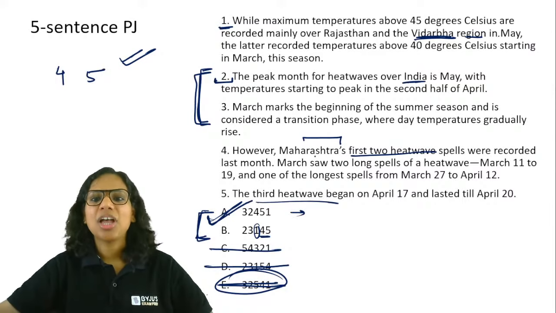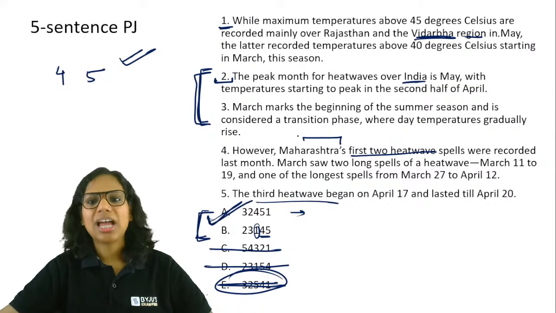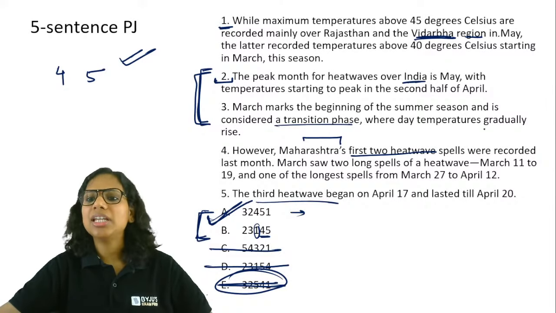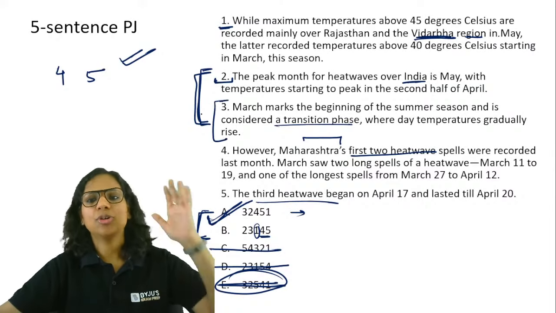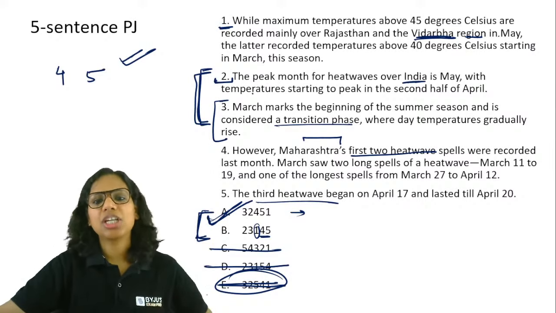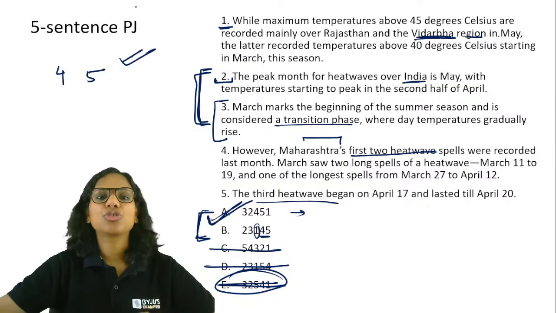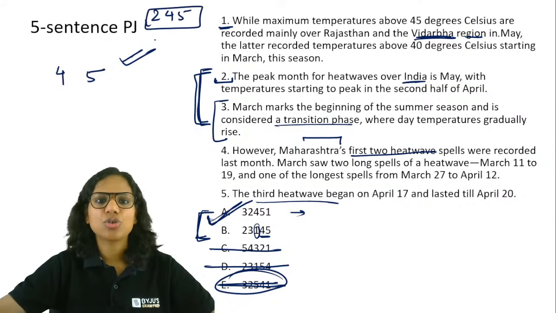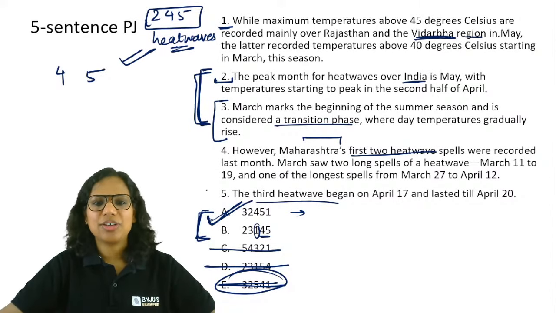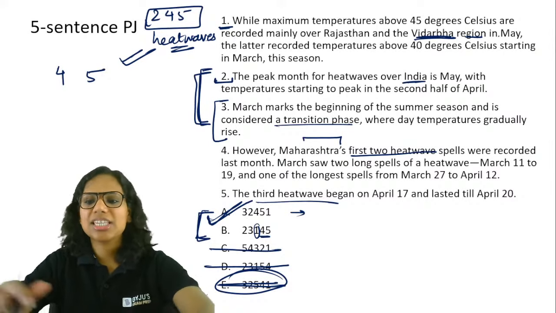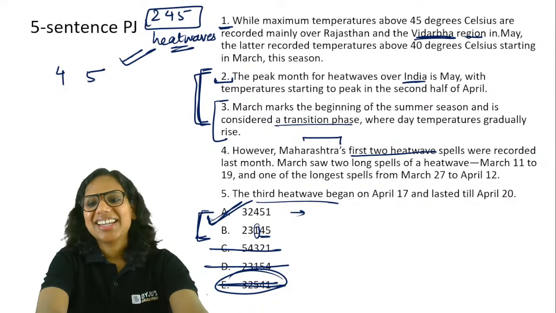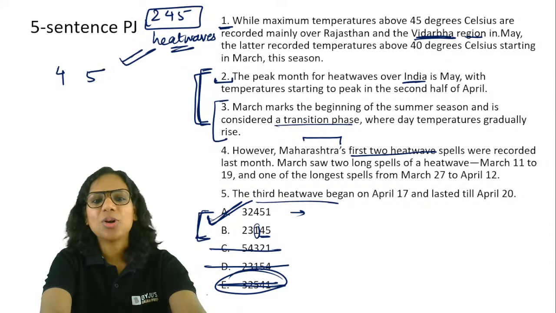A is the answer. March marks the beginning of the summer season and is considered a transition phase where day temperatures gradually rise. So we are talking about the beginning of summer now. Then the peak month for heat waves. 2, 4, 5 forms a very strong sequence because all 3 sentences talk about heat waves. Theme based clue, right? 2, 4 and 5 and then we'll talk about 1. So A is our sequence. Does this make sense? I understand you must have thought that 2 should come before 3. It's an easy temptation, but think about it: 2, 4, 5, aren't they related in the issue that they're discussing?